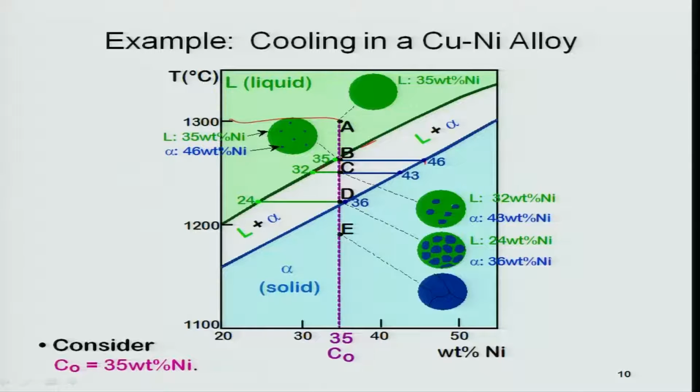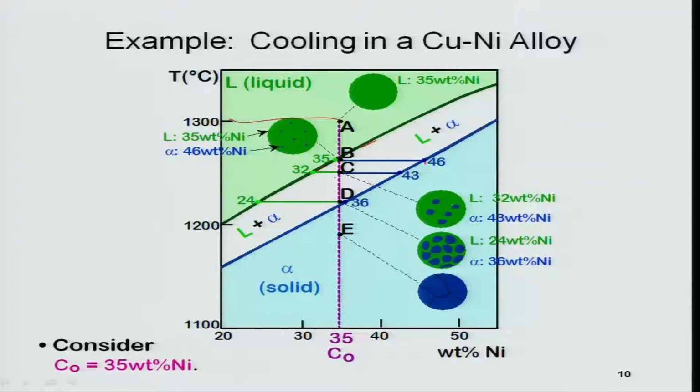It will remain at 35% nickel because very little solid alpha has formed. Nuclei which form in the liquid will be of very small size, so their volume fraction, or the amount of the phase, is very small. So the liquid will be almost at the same composition at which you started.